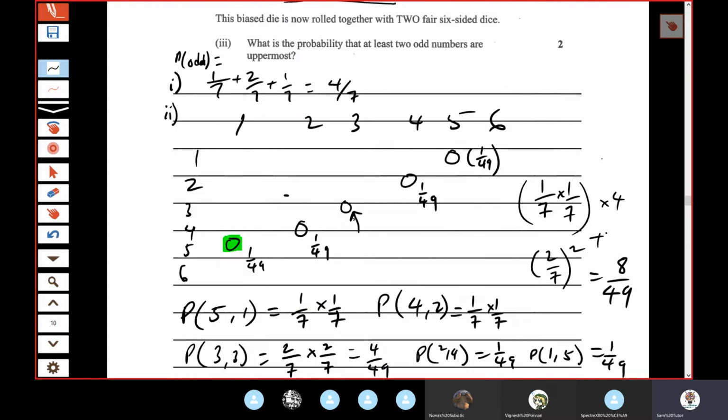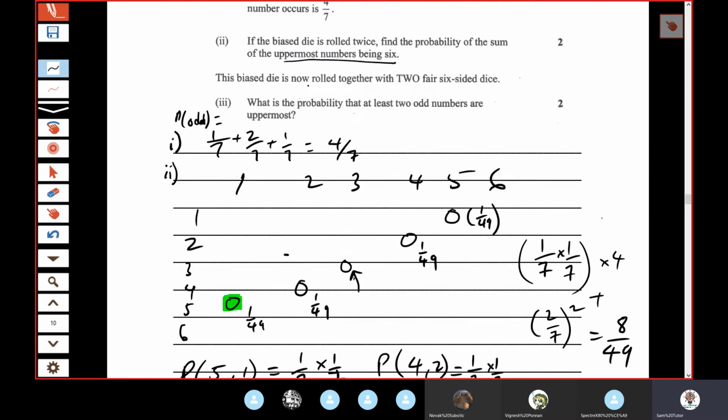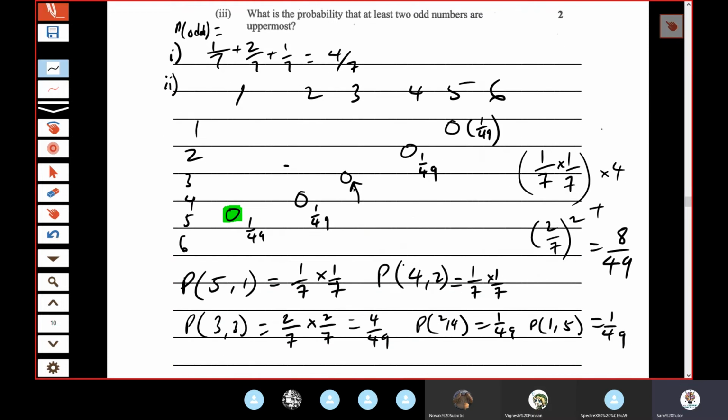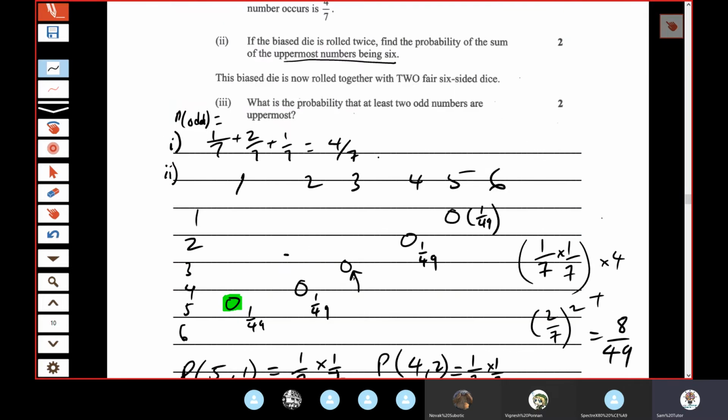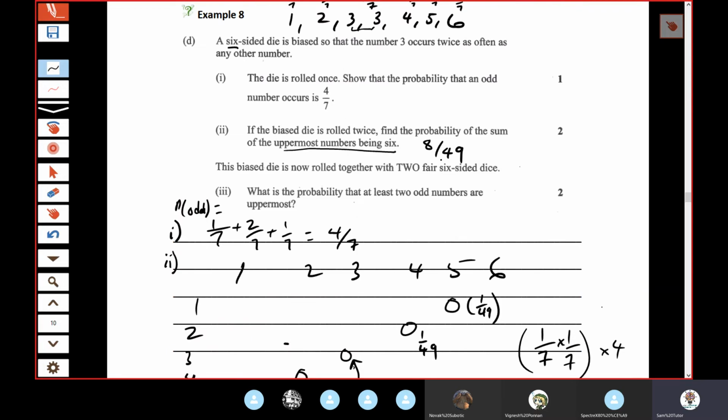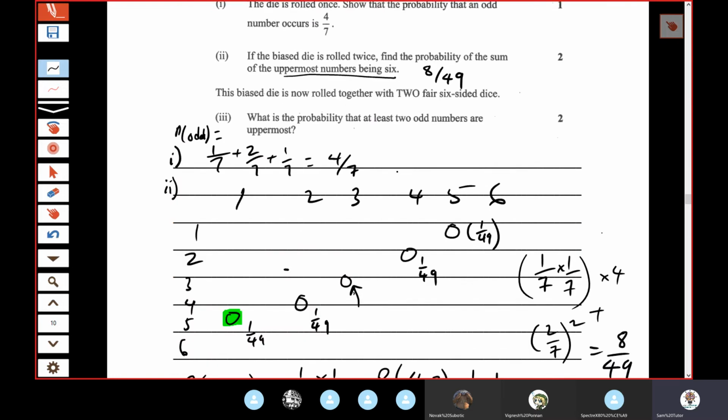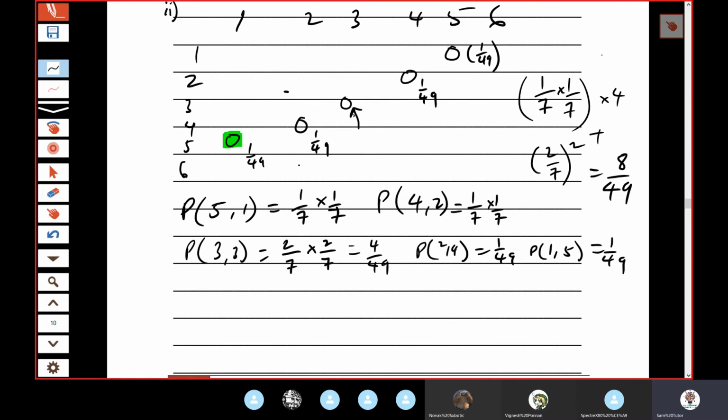All right, good work. Well, that makes sense. So 8 out of 49 is the answer we want for that one. Next, this biased die is now rolled together with two fair six-sided dice. What is the probability that at least two odd numbers are uppermost? At least two.